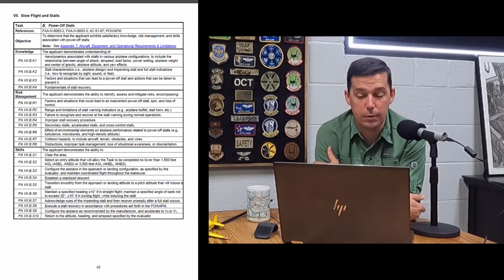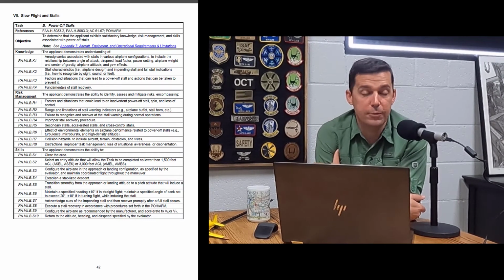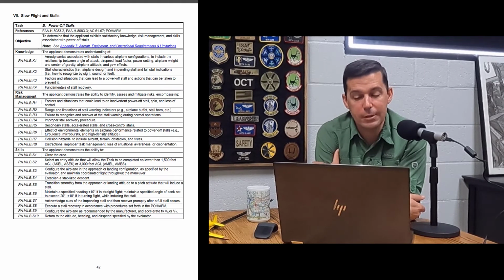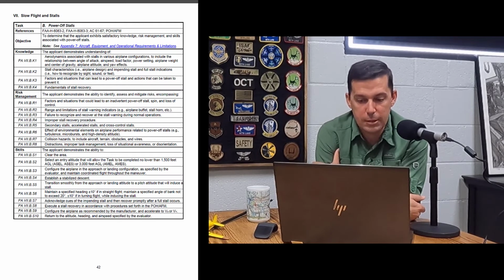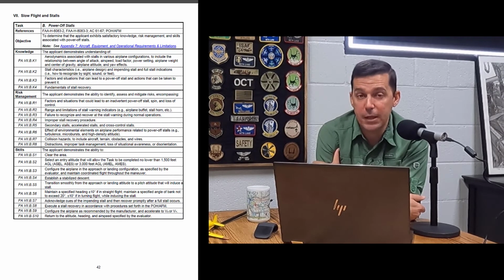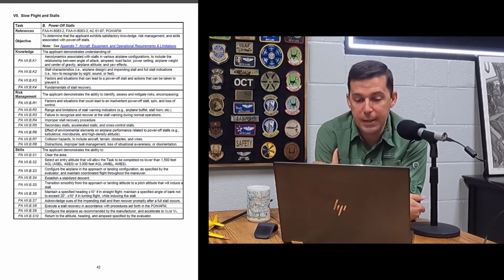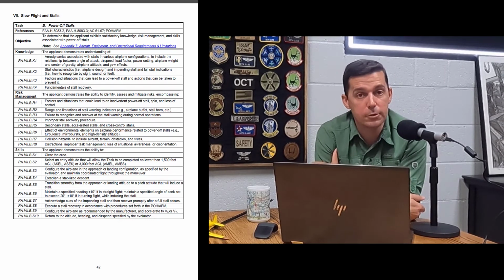In the scenario in the checkride that I'm going to use, we're going to configure the airplane for landing. We're going to establish a descent, a 500 foot a minute descent usually, transitioning to a landing attitude, maintain heading, and then I may specify a bank. So I may specify a bank not to exceed 20 degrees, plus or minus 10 degrees if in turning flight. So I often give a turning stall, where we're on a base to final is what we're simulating.